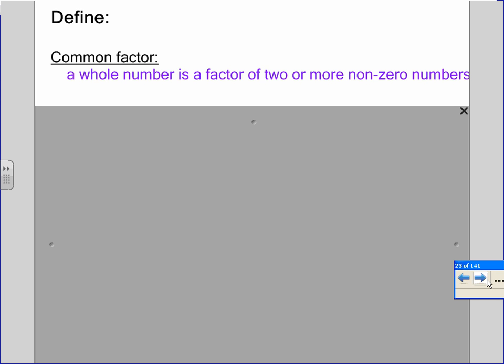Okay. All right, so let's start with a couple definitions, and then I'll go through the examples with you guys. So common factor, a whole number that is a factor of two or more non-zero numbers.